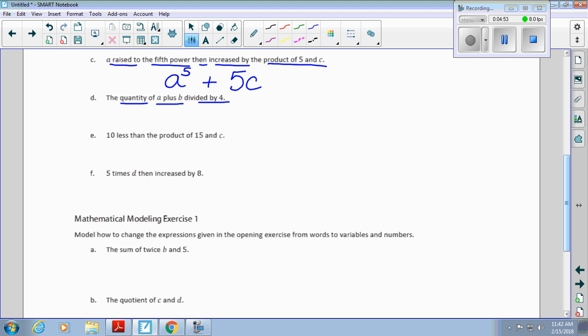Cassie, nice and loud. Parentheses, yeah. So the quantity of A plus B. So we're going to put A plus B in there. We're going to divide it by 4. So a plus b divided by 4 would look like this, but there's a more grown-up way to do this. The line, yeah. So we're going to write a plus b in parentheses over 4.